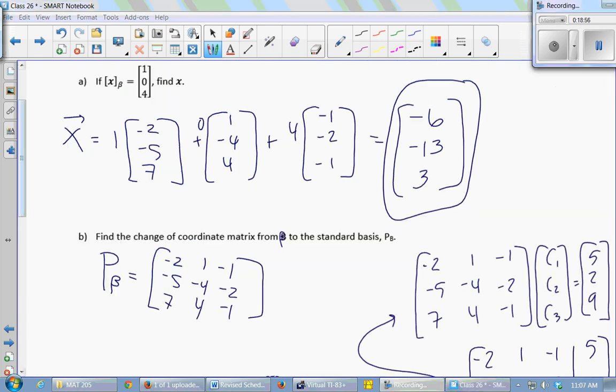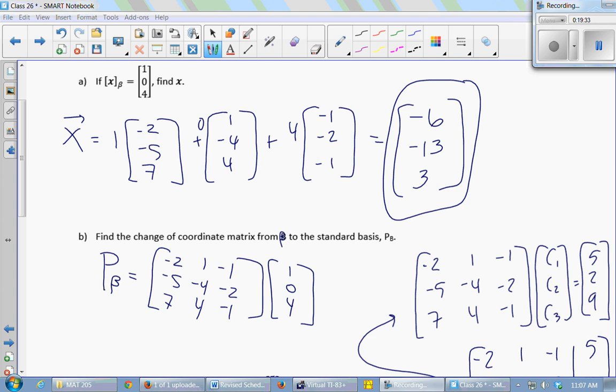Okay, so this is called the change of coordinate matrix. It takes you from x beta back to x. If you multiply by an x beta, it'll give you the x. So in part A here, that's essentially what I did, right? Because taking this matrix and multiplying by 1, 0, 4 is the same thing as what I did here, written as a vector equation. So if you take the change of coordinate matrix and multiply by an x beta, it will give you the x.